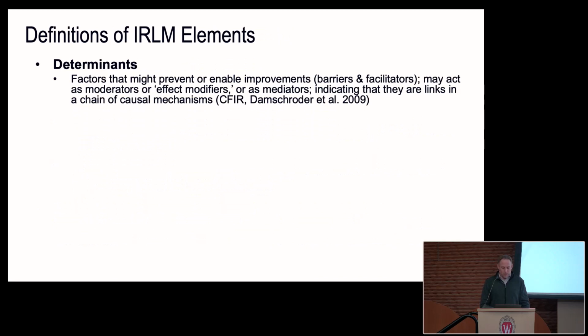So some of the definitions of the different elements, we've already heard a little bit about this, but I want to put formal definitions on these. So determinants are factors that prevent or enable improvements, okay? You can put a valence on them and call them barriers or facilitators, but you can say implementation climate, for example, is the determinant. If you have a good implementation climate, it's a facilitator. If it's a bad implementation climate, there's a barrier.